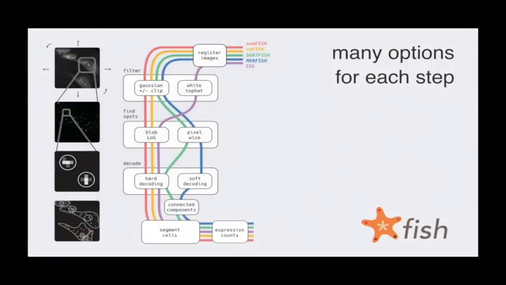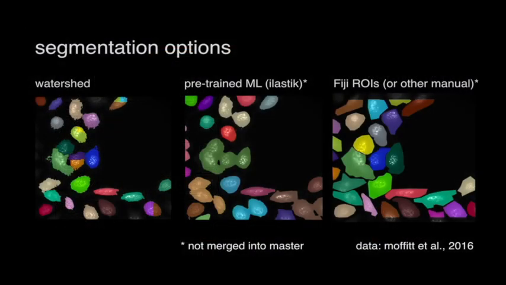And so, I was alluding to this earlier, there are many options for each step. Whenever I talk about starfish, everyone's very interested in how you are segmenting cells. And the answer is right now there's only one option that's actually implemented in starfish, which is a seeded watershed segmentation. It's a very domain-specific application of a known segmentation algorithm. But we're also experimenting with other ways of doing this.